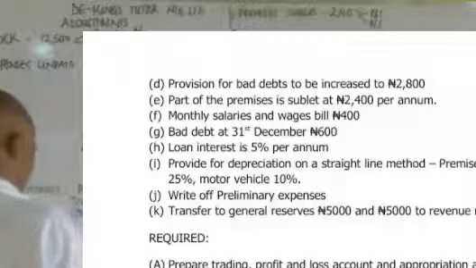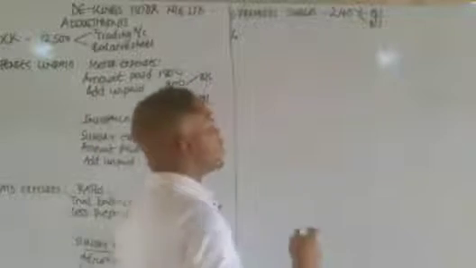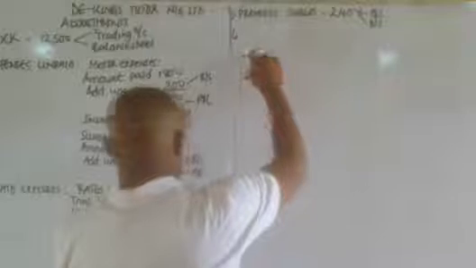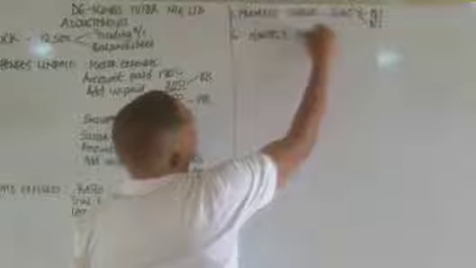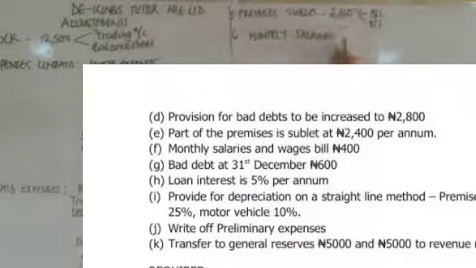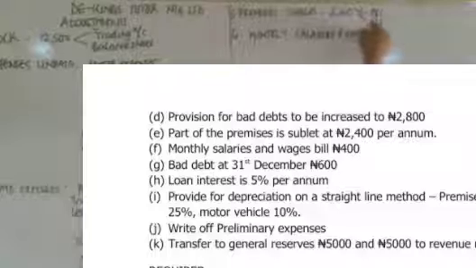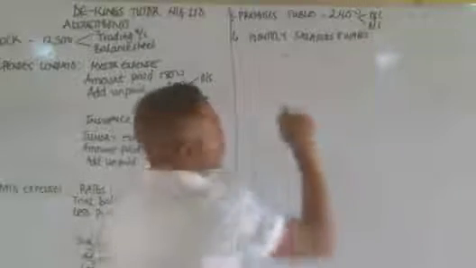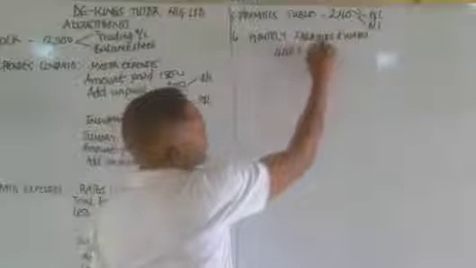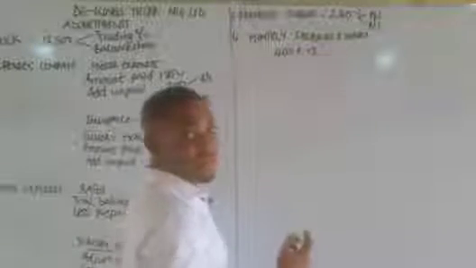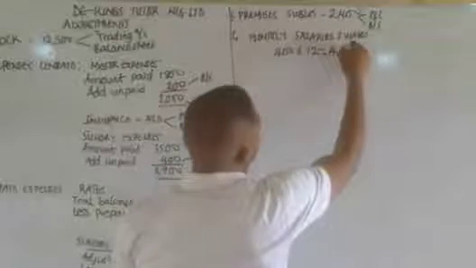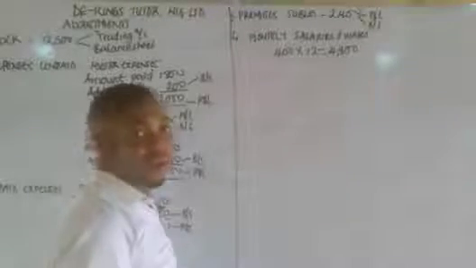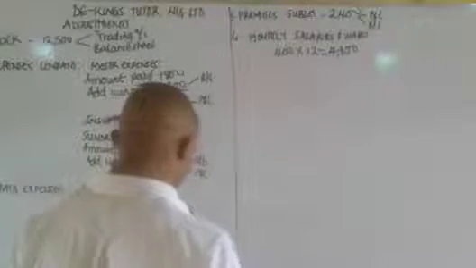Now the next one there said monthly salaries and wages bill 400. Monthly salaries and wages is what? 400. So if we want to calculate that, now monthly salaries and wages. Now if you said for 1 month is 400 times 12. 12 months is in 1 year, that's per annum. So 400 times 12 will give us 4,800. Now let's check in the trial balance if we have salaries and wages that was previously paid.